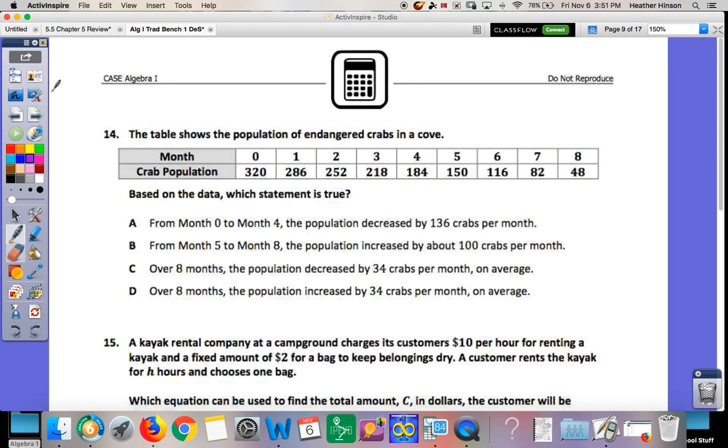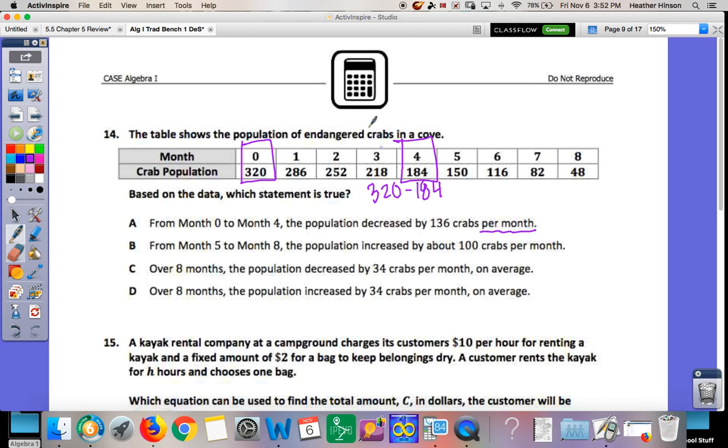Okay, 14. The table shows the population of endangered crabs in a cove. Based on the data, which is true? From month 0 to month 4, so these two right here, the population decreased by 136 crabs per month. So how would we figure out how much it decreased? Well, subtract it. You got 320 minus 184, but this is per month.